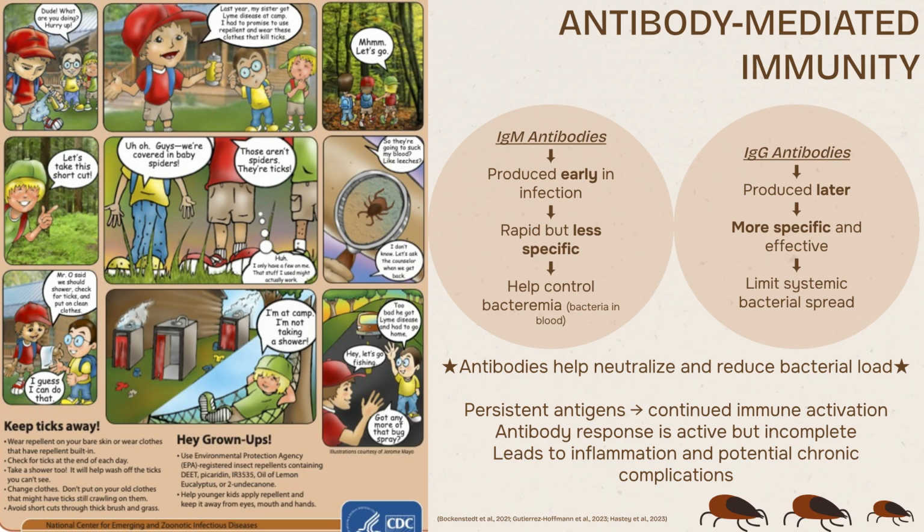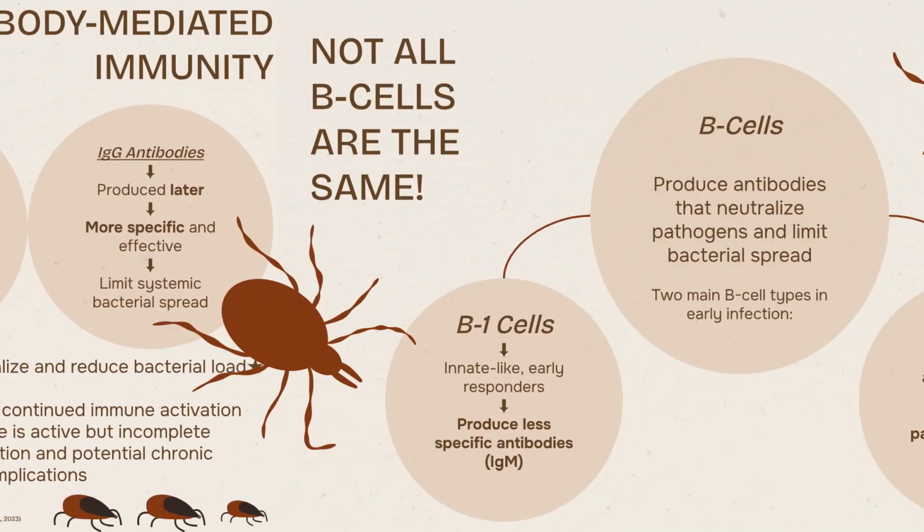These antibodies work by binding to the bacteria, which can neutralize them or mark them for destruction by other immune cells through a process called opsonization. However, even with antibody production, the bacteria are not always fully eliminated, which contributes to persistence of infection.